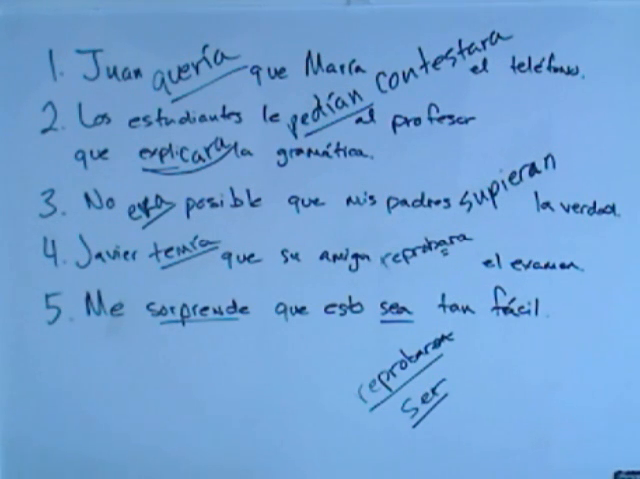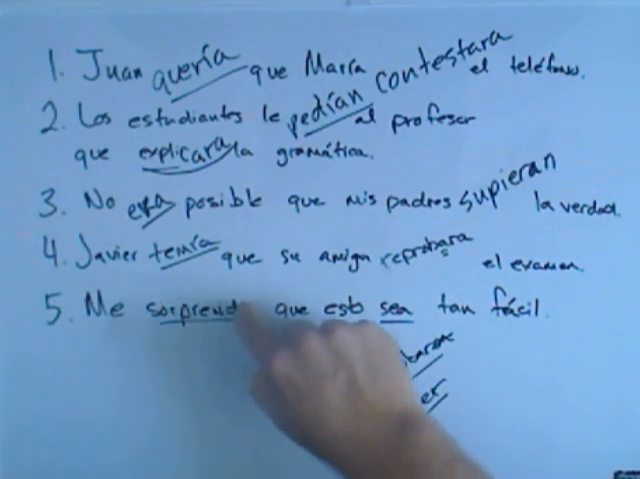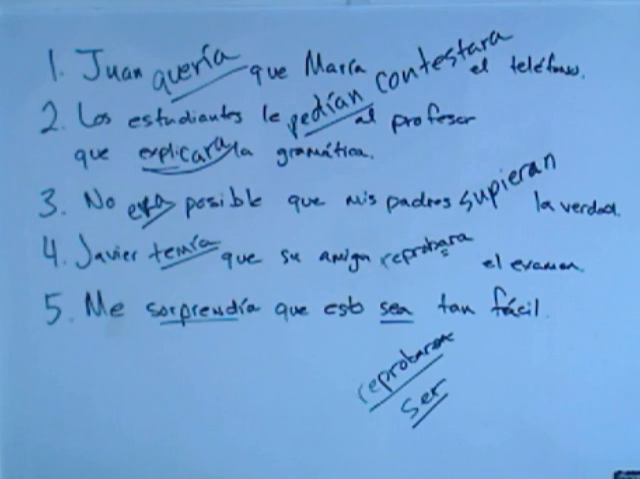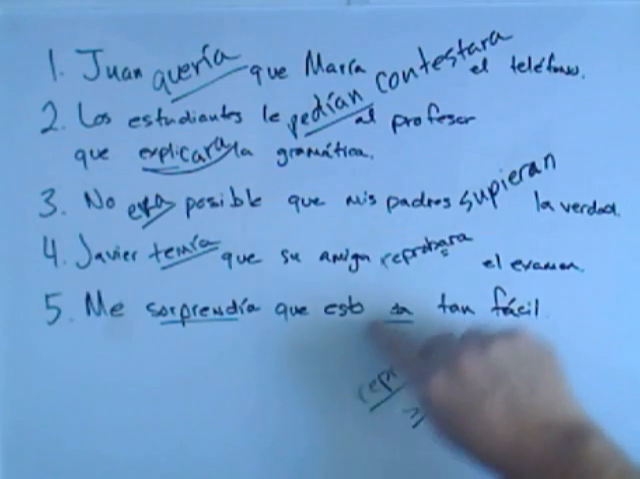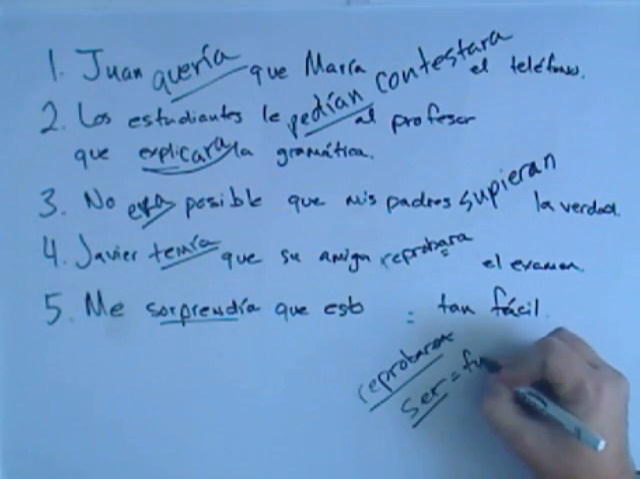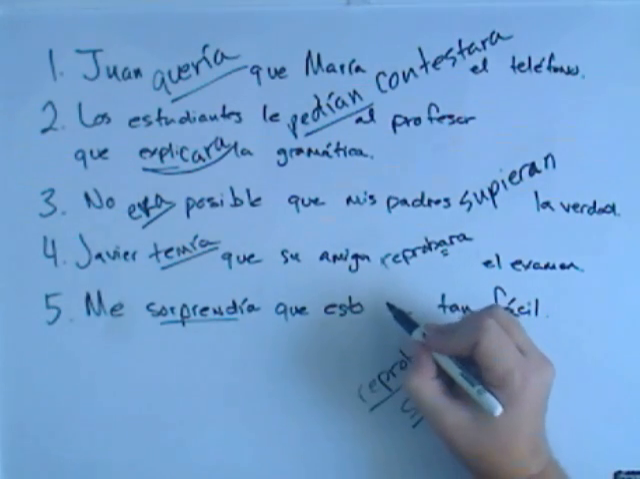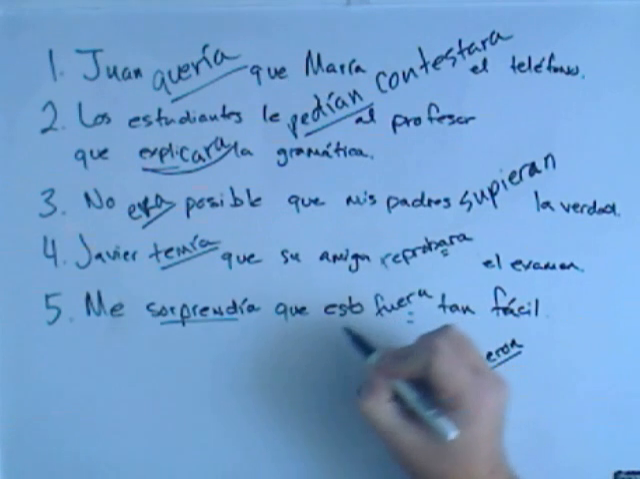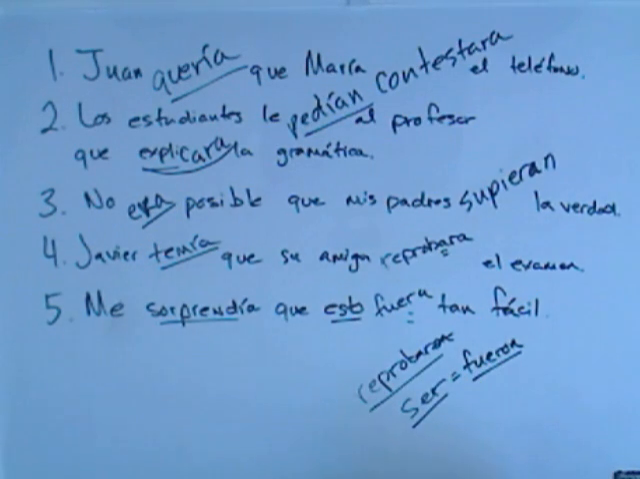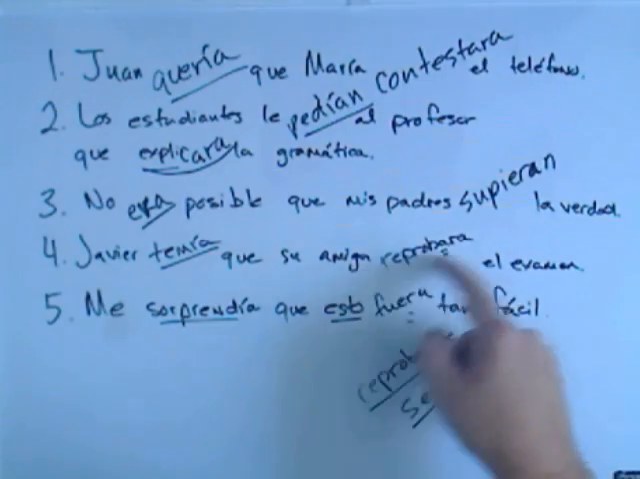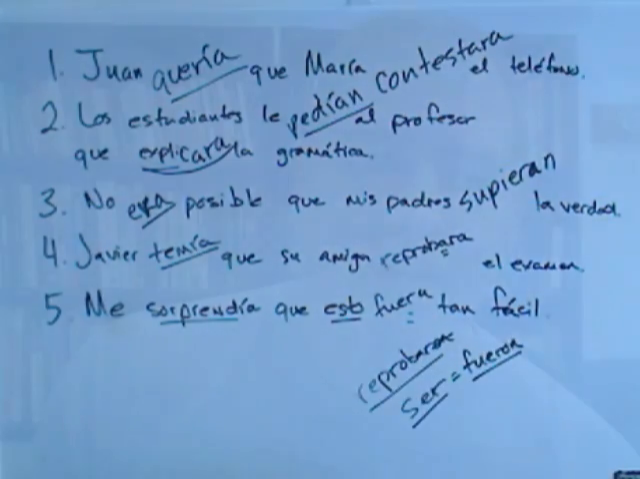Okay? How are we doing so far? Moving on to number 5. We're going to take sorprender, the main clause verb, in the imperfect. Sorprendía. It could be preterite, sorprendió. Me sorprendía que esto, instead of sea, I'm going to take ser, which gives us fueron in the third person plural preterite. Fueron, que esto fuera, since our subject of the dependent clause is this sort of neuter. Esto fuera tan fácil. So we have contestara, explicara, supieran, reprobara, and fuera as our answers.